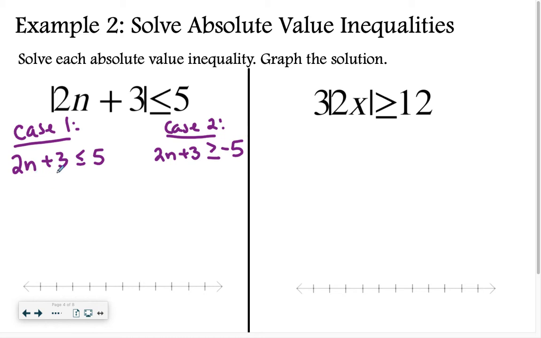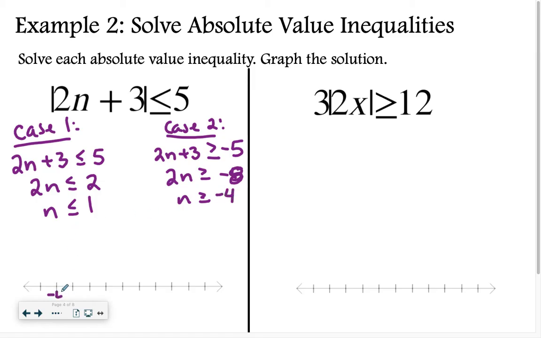I'm going to start by subtracting 3 from both sides. So I have 2n is less than or equal to 2, because 5 minus 3 is 2. And then divide both sides by 2, n is less than or equal to 1. Then over in case 2, I'm going to subtract 3 from both sides. I have negative 5 minus 3 is negative 8. Let me just fix that. And then divide both sides by 2. N is greater than or equal to negative 4.